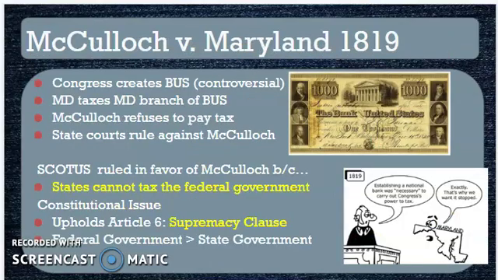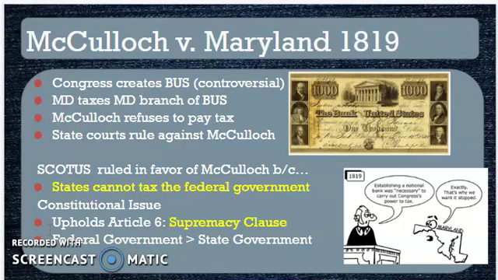McCulloch versus Maryland. Don't get it confused with the other M and M one, but this one helps establish state rights. This also says that the federal government is supreme to a state government. Sorry, not that they can't sue them, they cannot tax them. So Maryland cannot tax the federal government, which is where this came from.